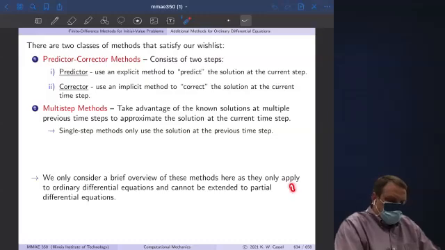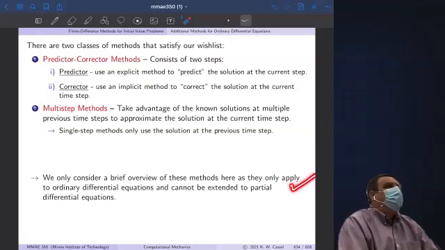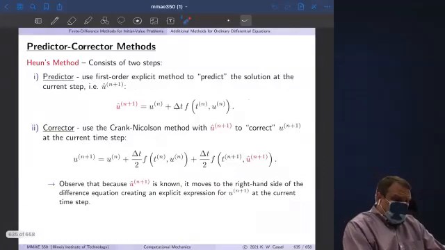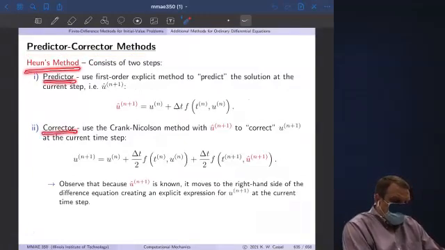Again, I'm just going to give you a brief overview of these. They are very important, and a lot of textbooks will spend a lot of time on these. However, I don't want to spend too much time on these because they are specific to ODEs and they do not extend to PDEs. So predictor corrector, one very popular approach is Heun's method, and the predictor step and the corrector step are given here.